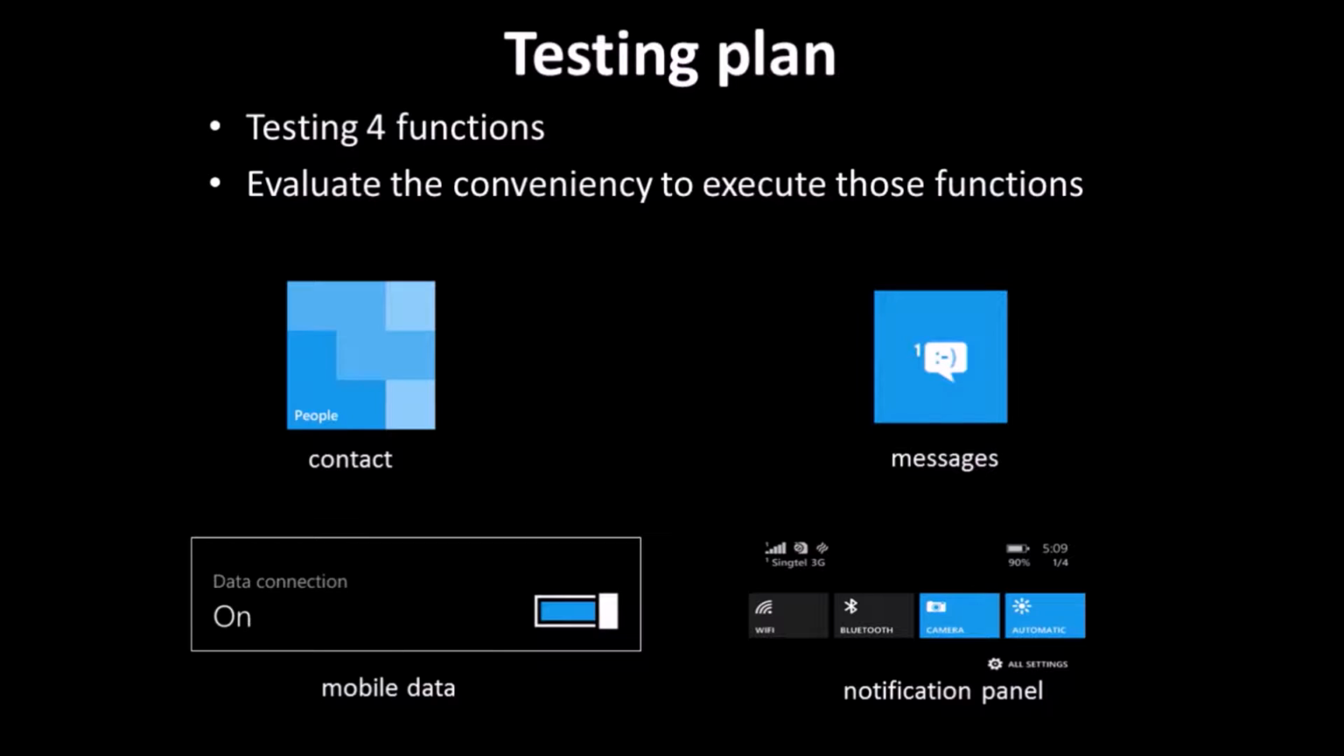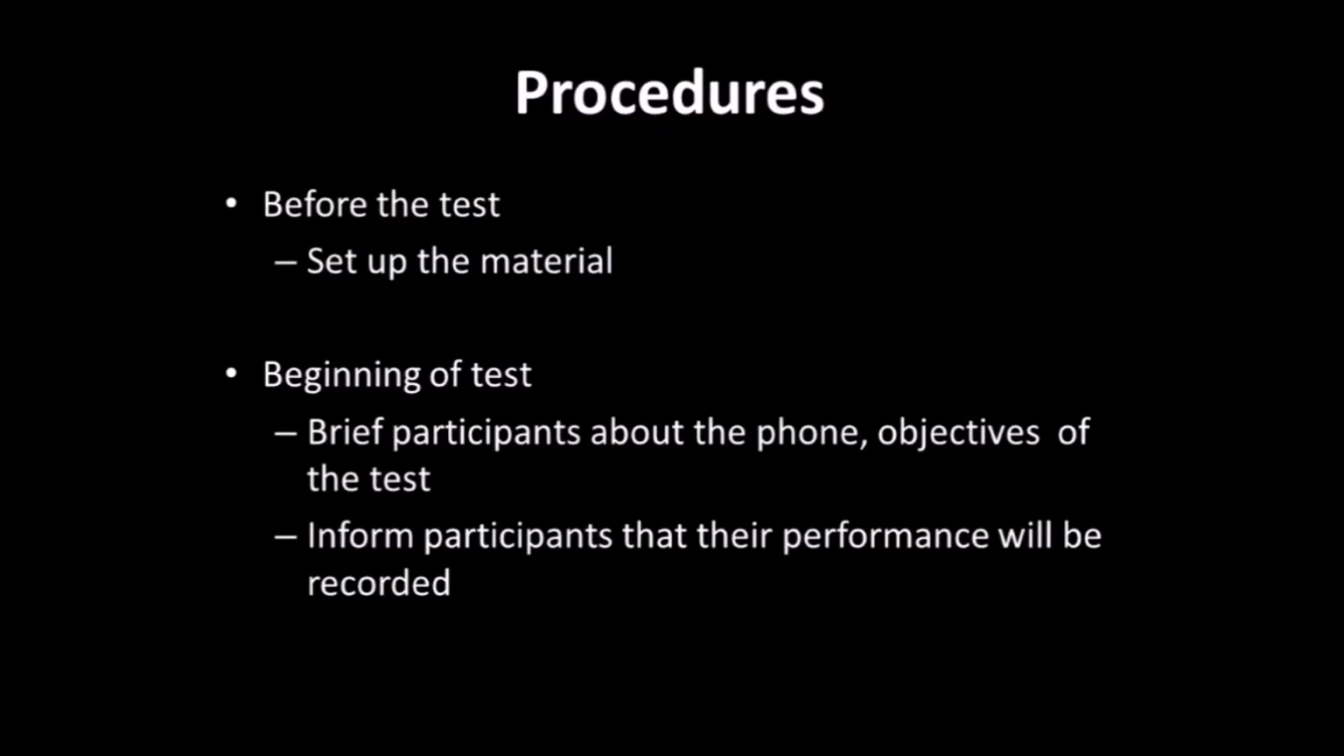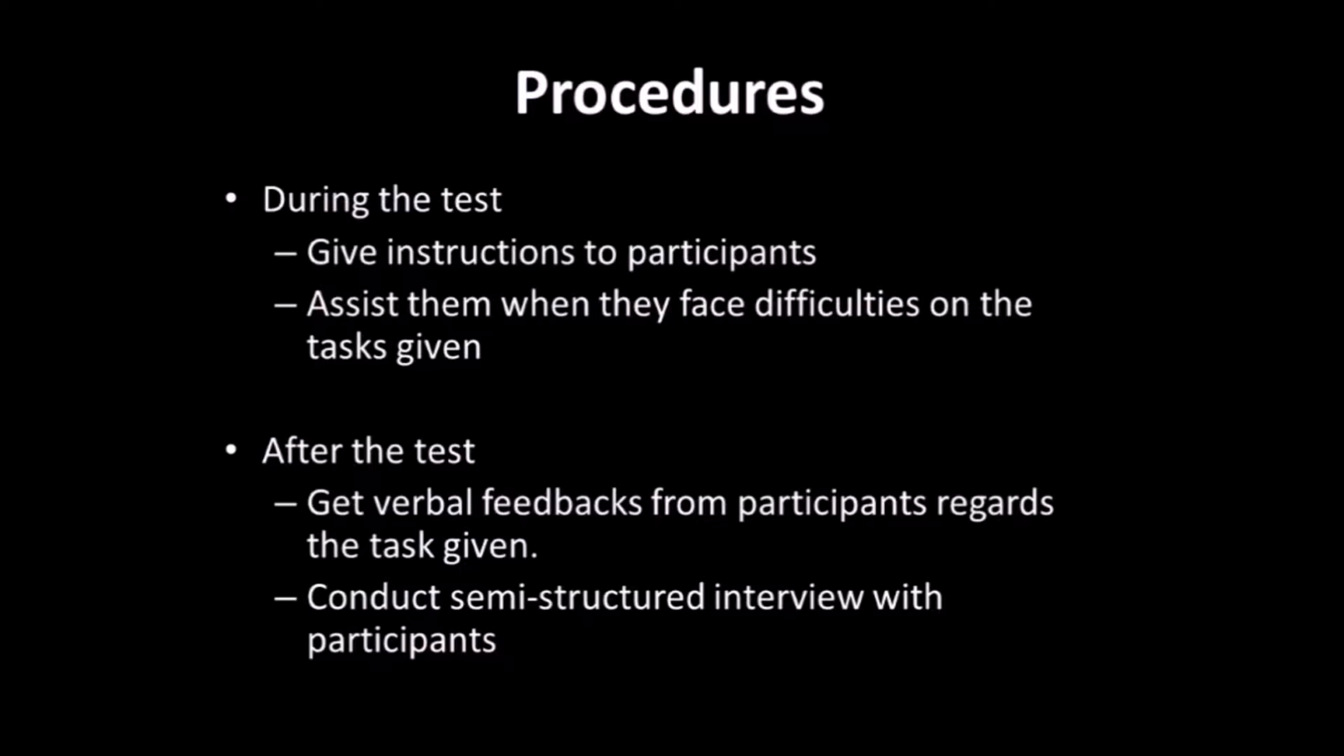For our usability evaluation of Microsoft Lumia 430, there will be 4 scenarios to test on 4 frequently used functions in the smartphone. The 4 frequently used functions include contact, messengers, mobile data, and notification panel. Our aim of the usability evaluation is to test the convenience in using these functions. These are the procedures for our study.